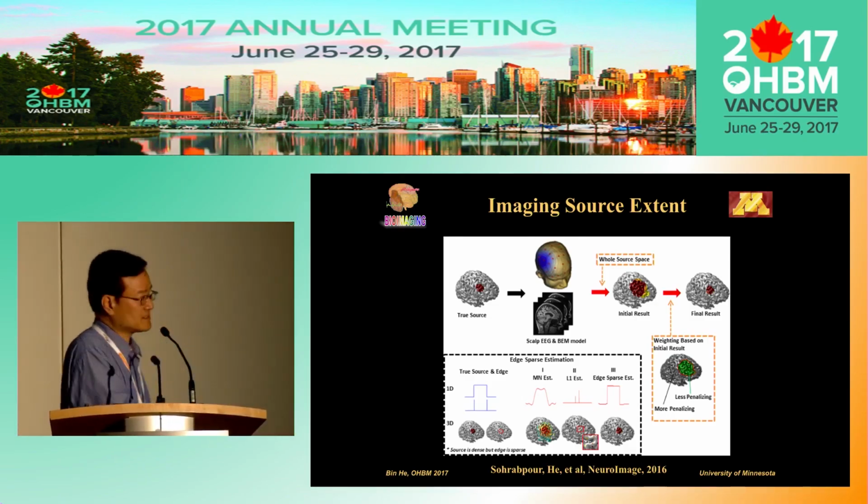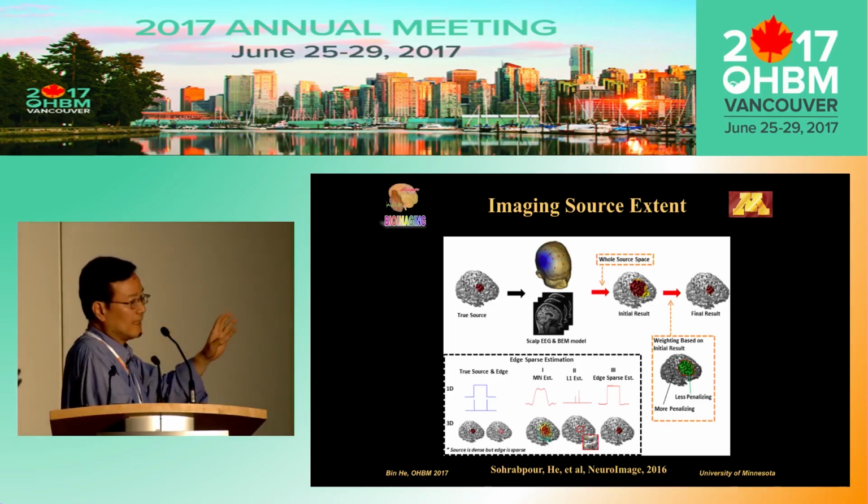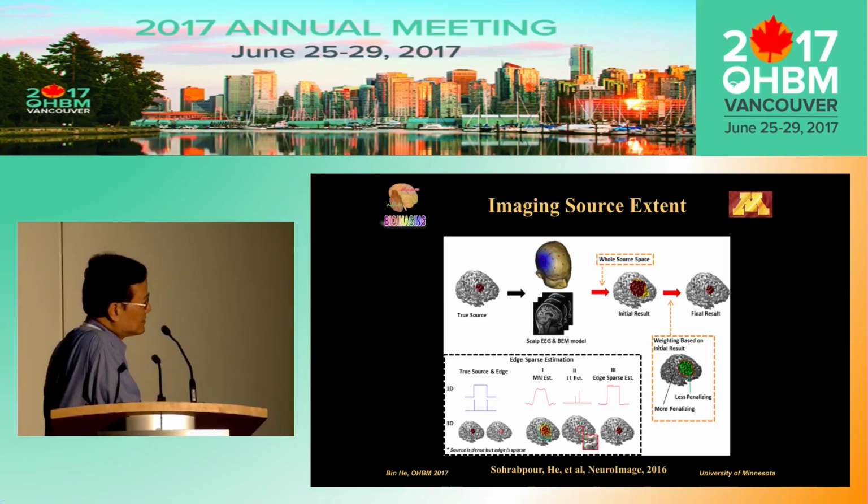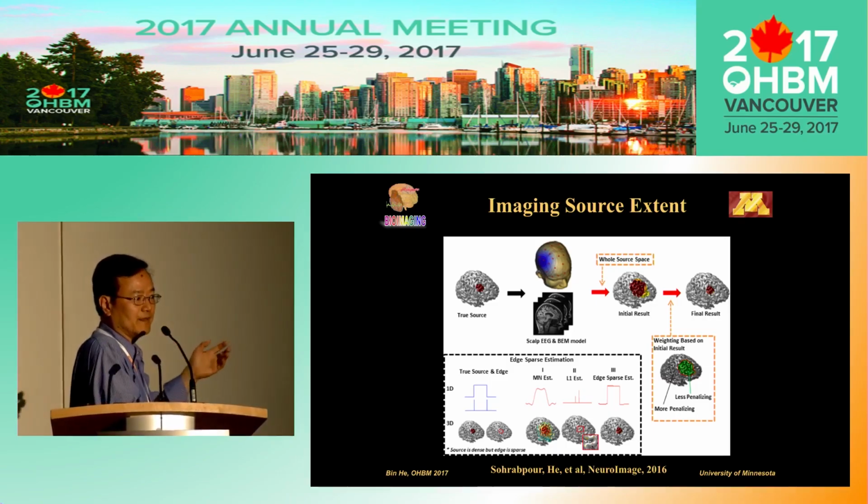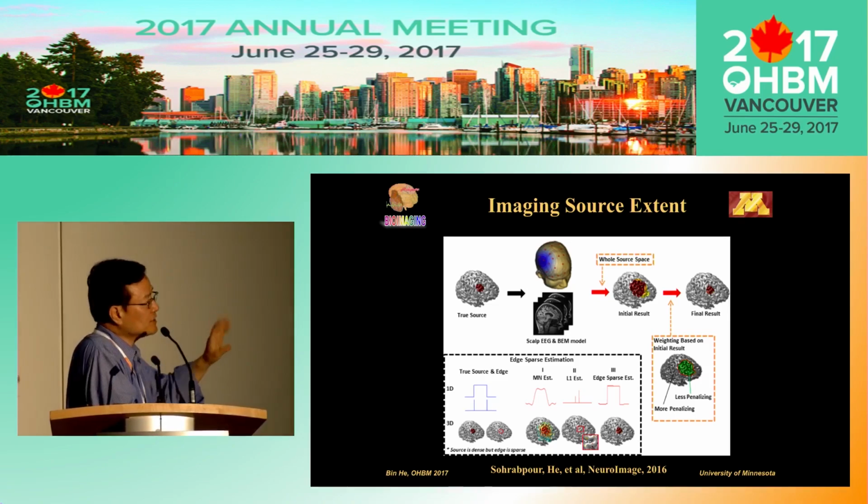This is work we just published last year. In this case, we incorporated sparsity, and the idea is very simple. I just want to explain it in about 20 seconds. Here is, say, a true source. First, we solve, for example, using minimum norm, or LORETA, or whatever. Usually it will give you a much larger solution, as we all know. And then we introduce a penalty. The penalty is that anything outside of this initial solution is going to have a heavy penalty.